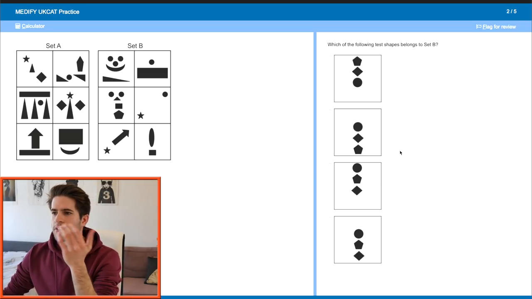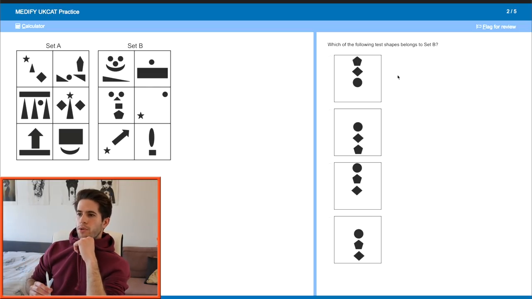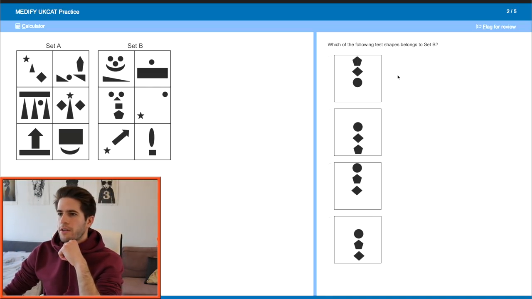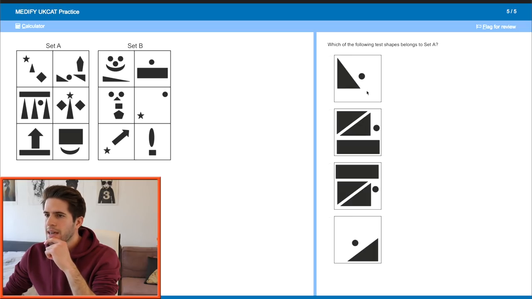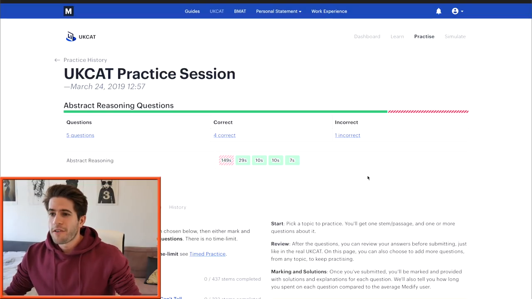So let's take a look at this one. This should be easier to do. The shape with the most should be at the bottom and moving up. So I would choose this one here. So this has five sides, four sides, one side. Set B, we want the one with the most at the bottom. So it would be this here. Set A, the one at the top should have the most number of sides. So this one here. Let's see if I got this one right or wrong. Okay, nice. So I actually got 4 out of 5.